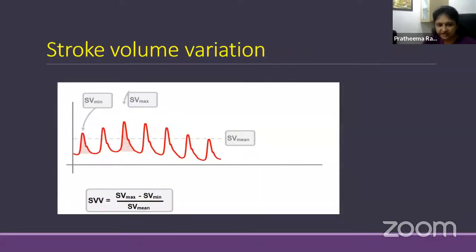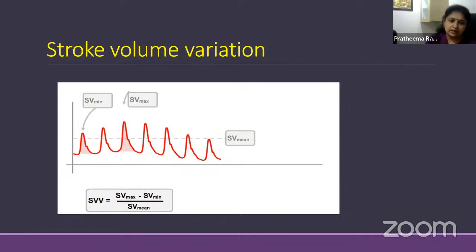Next is stroke volume variation. Every time we give a breath, or if we give a big intrathoracic volume, the lungs expand and blood is squeezed out of the chest into the other parts of the body. So if the volume is very low, then it is going to be a very big change, and it will be an exaggerated response. So we need to know if the blood level is very low. If we give a push, it is going to be very high.